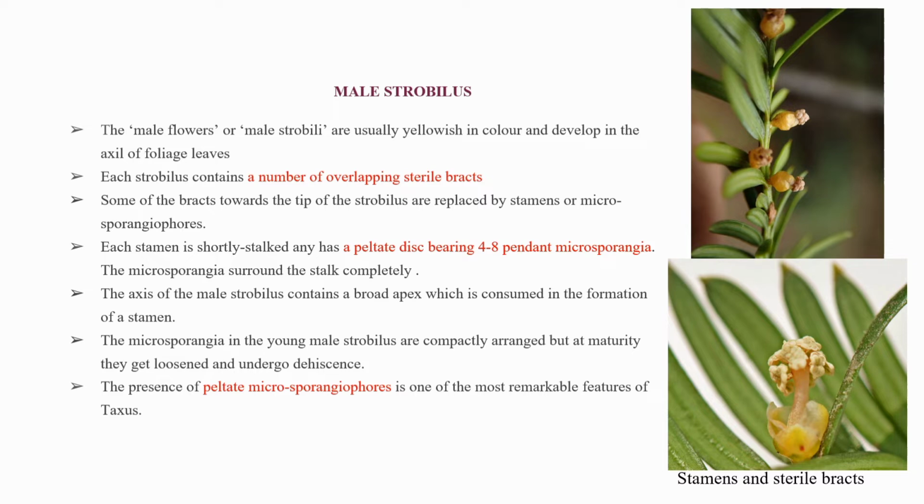The axis of the male strobilus contains a broad apex which is consumed in the formation of a stamen. The microsporangia in the young male strobilus are compactly arranged, but at maturity they get loosened and undergo dehiscence. The presence of peltate microsporophylls is one of the most remarkable features of the Taxus.